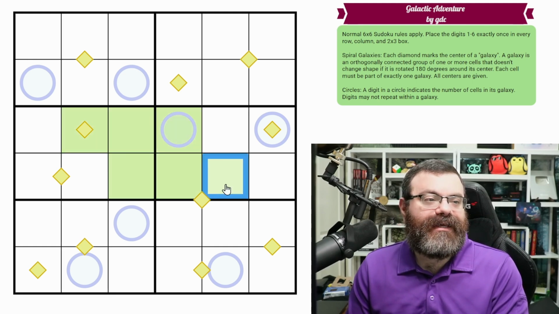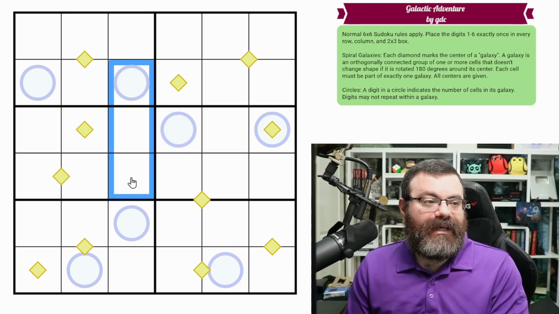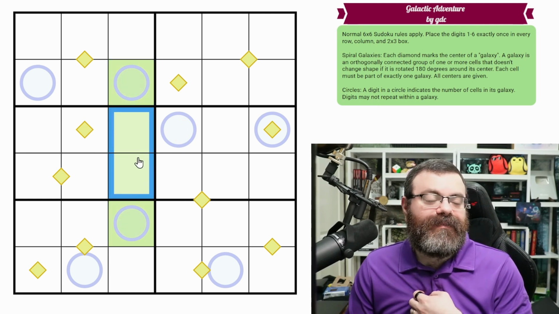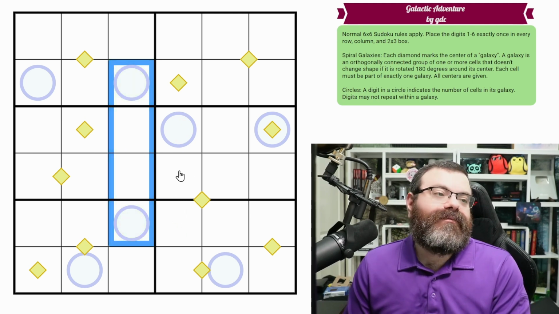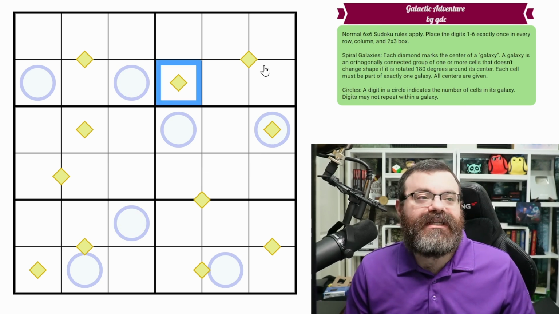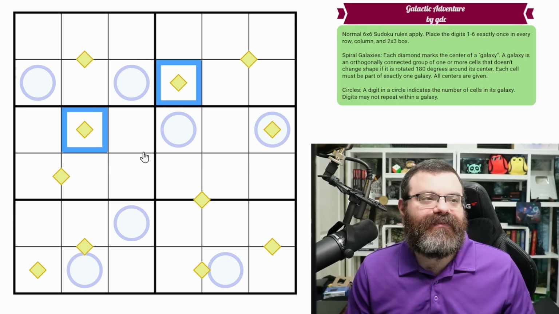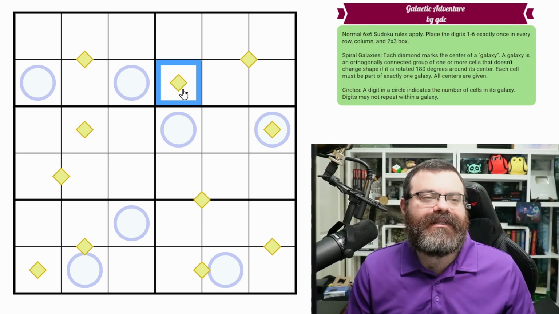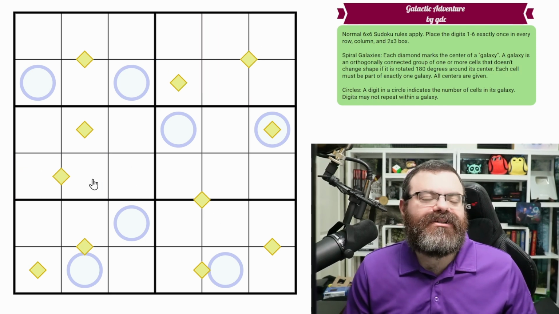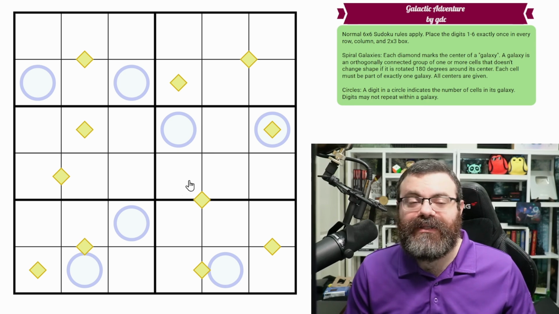We could draw something like this. We could draw something like a straight line down like that. That would be a galaxy, and its center would be between these two cells. All right. Now, how do we find our galaxies? Well, all of these diamonds are the centers of galaxies. Some of them, the centers are in a cell. Some of them, the centers are between cells. But that is going to be the center of all of our galaxies. All of the centers are given.